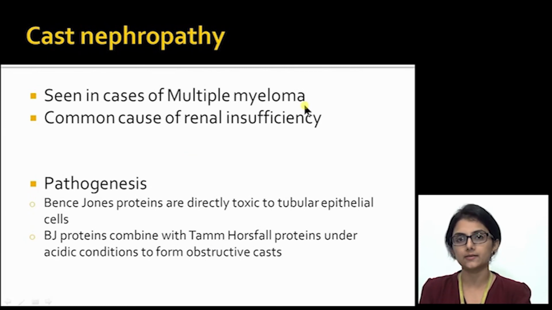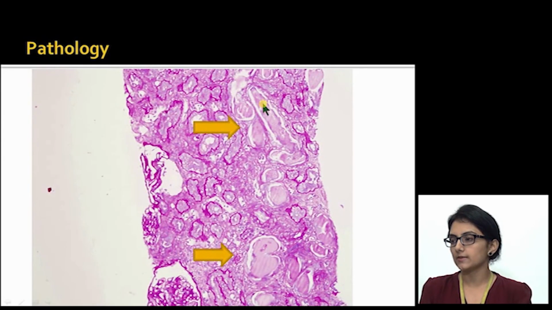It's a common cause of renal insufficiency in these patients. And basically what happens is the large amounts of the light chains or Bence-Jones proteins combine with Tamm-Horsfall proteins under acidic conditions to form obstructive casts, along with being directly toxic to the tubular epithelial cells. And this is what it really looks like to us in a biopsy. You can see these pale, weakly PAS positive casts which demonstrate fracturing, and these casts are really full of light chains, and you can even see this epithelial response around them. And you can see the chronic tubulointerstitial damage which has ensued. So this is a classical picture of cast nephropathy.